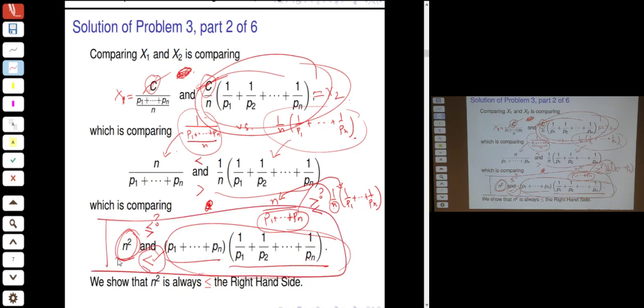So if the left hand side, that is n squared, is bigger, then option 1 wins. If the right hand side, namely this product of these two sums, is bigger, then option 2 wins. And we just hinted at the point of the break that the left hand side is actually always less than or equal to the right hand side. So it's always better to take option 2. So now we will justify why that is the case.